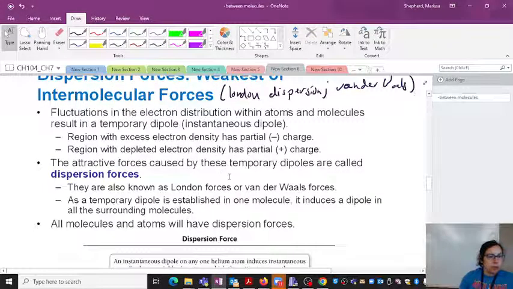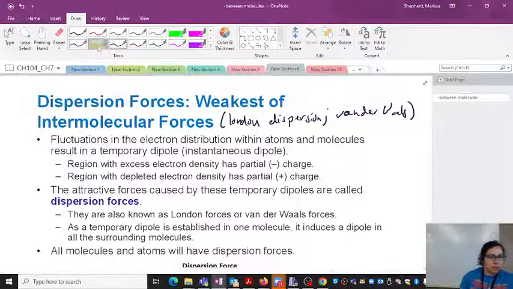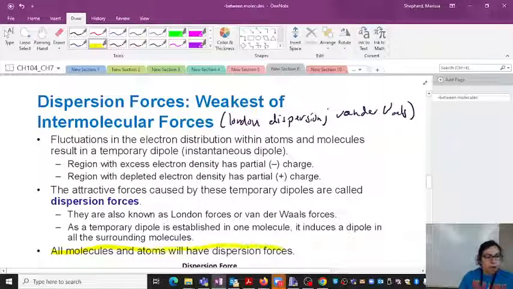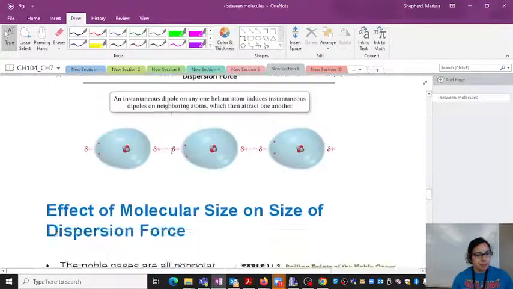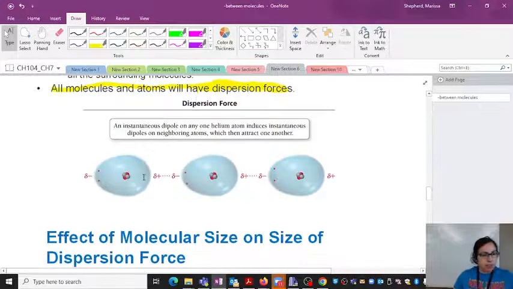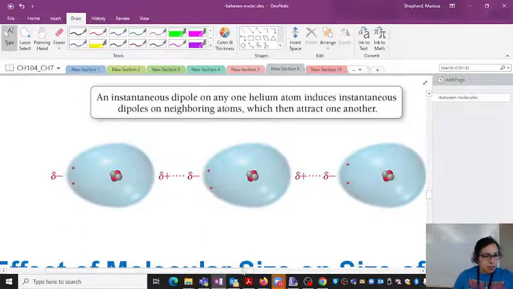And so the most important thing about dispersion forces is not only are they the weakest, but all molecules and atoms will have dispersion forces. And all the dispersion forces is it results from the temporary charge based upon the electron density. And let's look at the diagram, because the picture is a better representation.